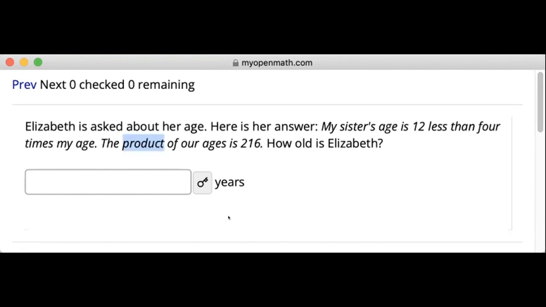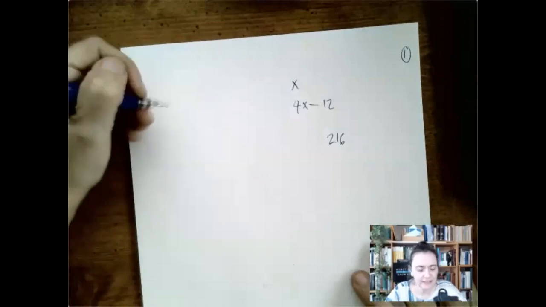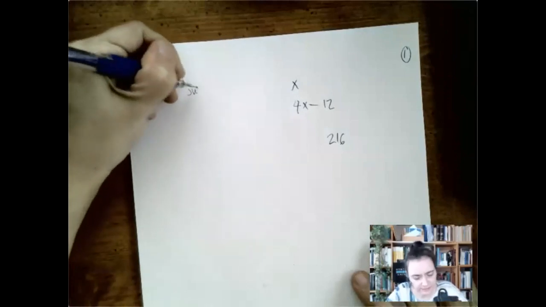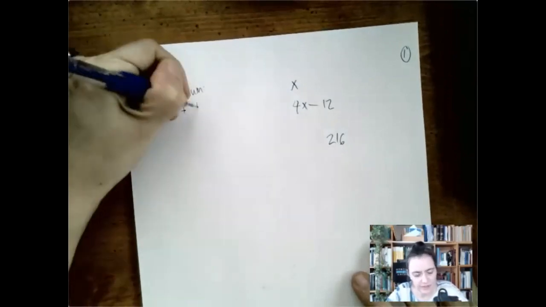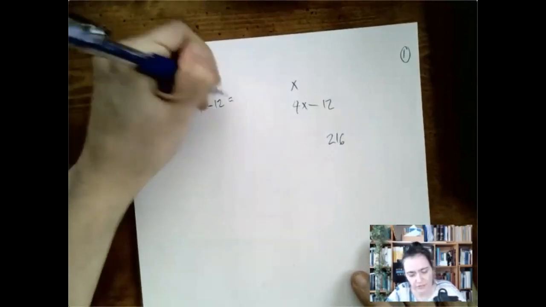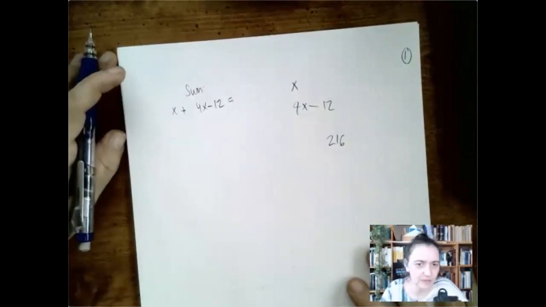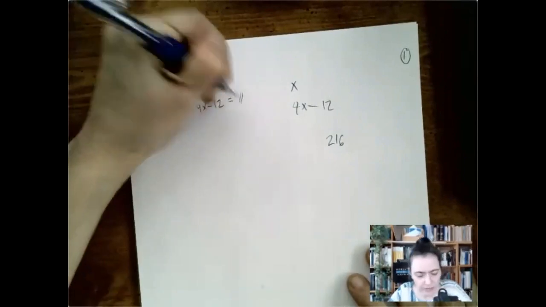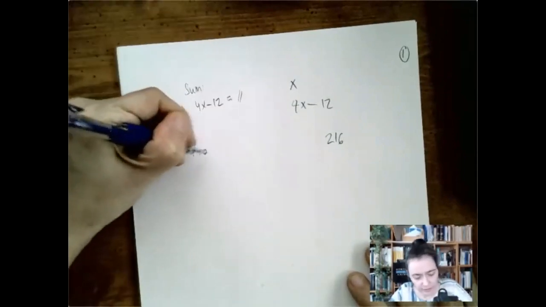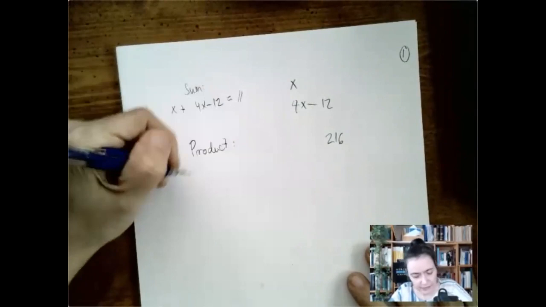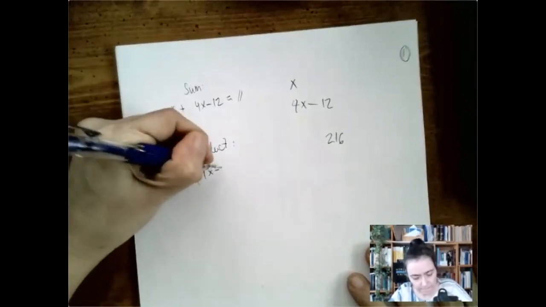Let me copy it down. There's 8, so there is x, and there is 12 less than 4, so 4x minus 12, right? And there is 216. You would know that if the sum was given, then x plus 4x minus 12 equals, well, 216 would be way too much, right? So that would be okay. So what if the product is given? Well, then we multiply. And so what?